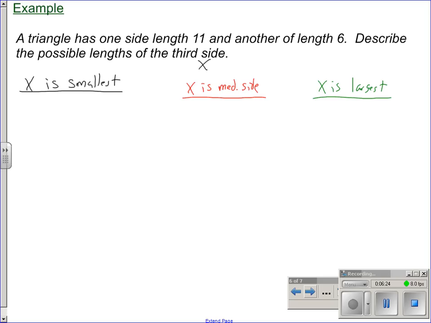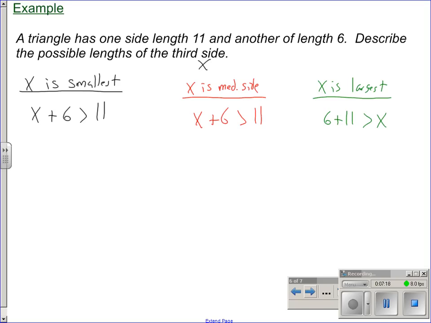But going back to that triangle inequality theorem, two of the sides add up to be more than the third side. So if X is the smallest side, we could just add it up with the other small side. It's got to be greater than the third side. Okay. If X is the medium side length, X plus 6, the two of the smaller sides, will add up to be more than the biggest side. And in the last example, what if X is the largest? That means the two smallest sides will have to add up to be more than the largest side. Okay, we could do any combination or order of the X, the 6, and the 11, but those are the three possibilities.